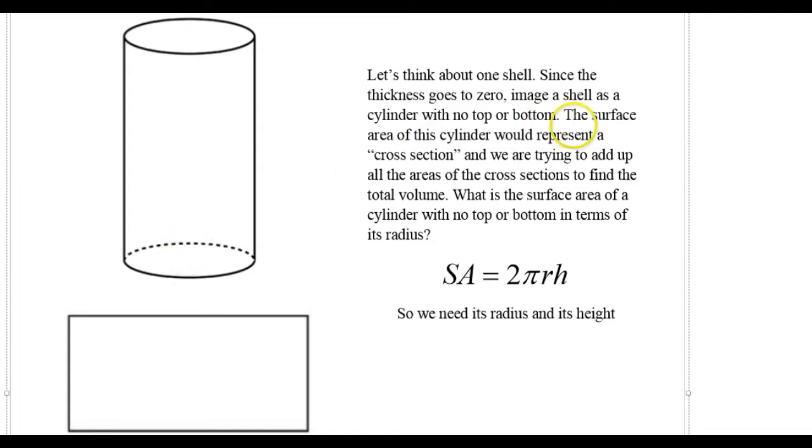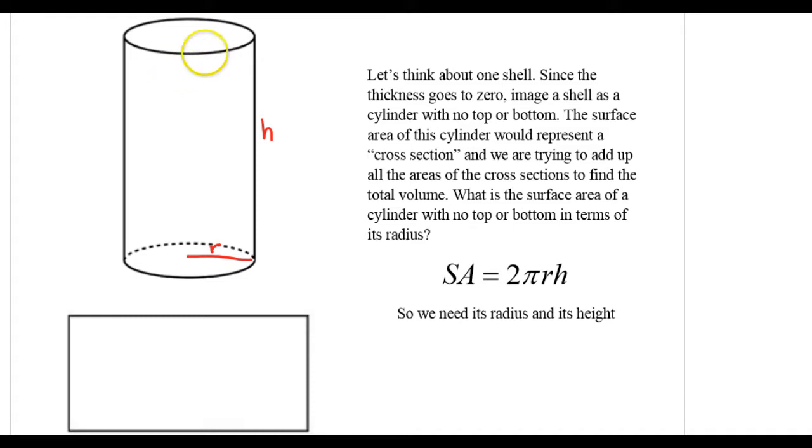So we can think about the surface area of this cylinder as the cross-sectional area. And we're trying to add up all of the areas of the cross-section to find the total volume. So let's think about what's the surface area of a cylinder with no top or bottom in terms of its radius. Let's start marking this thing up now. This thing has a height h and it has a radius r. And again, it has no top and it has no bottom. And what I'm interested in is the surface area.